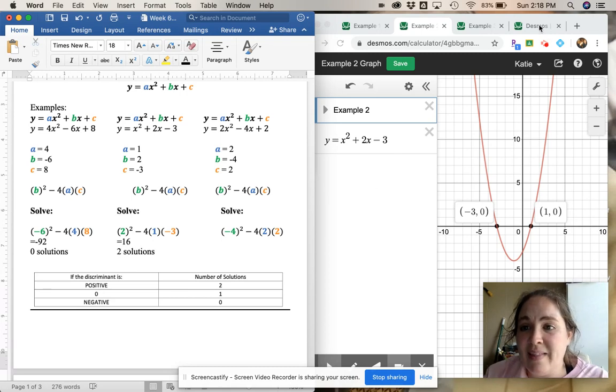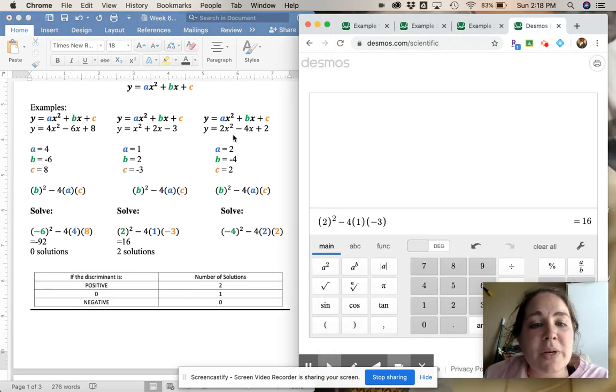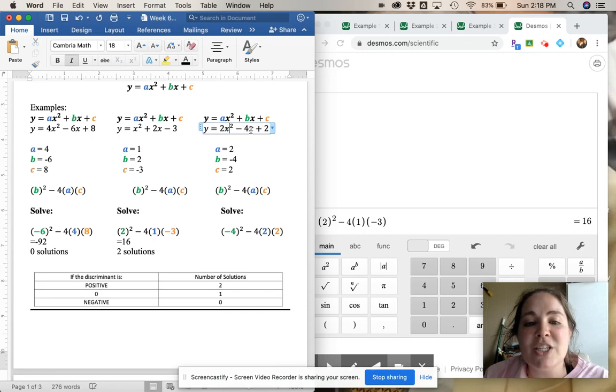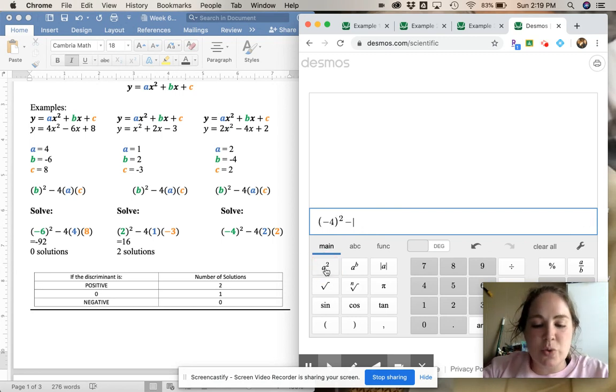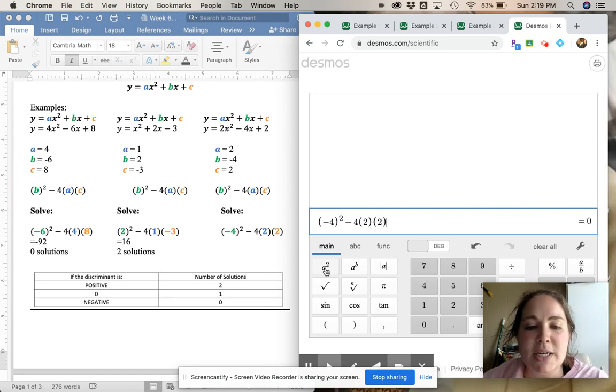And now let's try that last one. So my last one here is 2x squared minus 4x plus 2. I've already got that all set up here for myself. So I'm just going to type that into my Desmos scientific calculator. Again, pressing this first button there on the top left to get the squared. And making sure I set it up exactly the way it's written. So this time I got exactly equals 0.